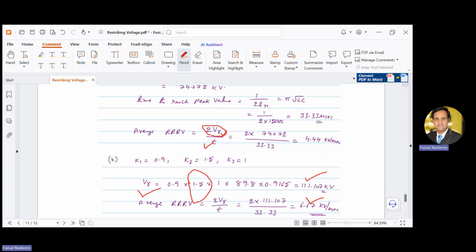So students, I hope in this lecture you have got a good idea about the restriking voltage, its different characteristics, the average rate of rise of restriking voltage, and how we solve its different problems.